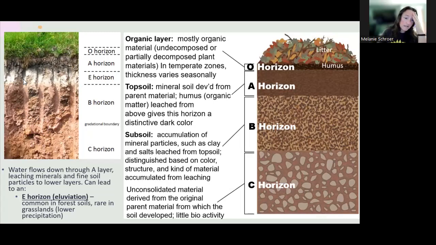Essentially, what is happening here is that a lot of the minerals from the O and the A horizons leach down and they accumulate here underneath the topsoil. Right, so that is not present everywhere. Sometimes it is like a really thin, half a centimeter white line. Again, other times it's not there at all.